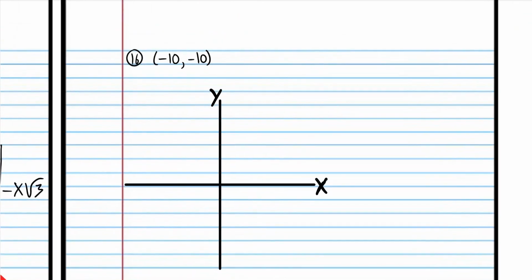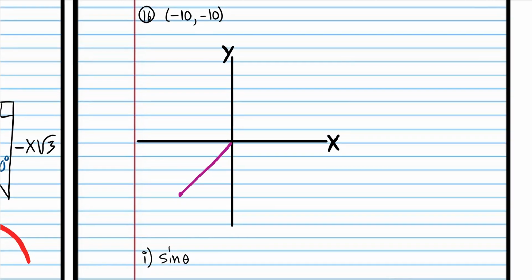So negative 10, negative 10. Let's say that that's about here. That's a point on the terminal side of a reference angle in standard position. So that would be this angle here. And the reference angle is the green angle. And this side would be negative 10, and this side is negative 10.